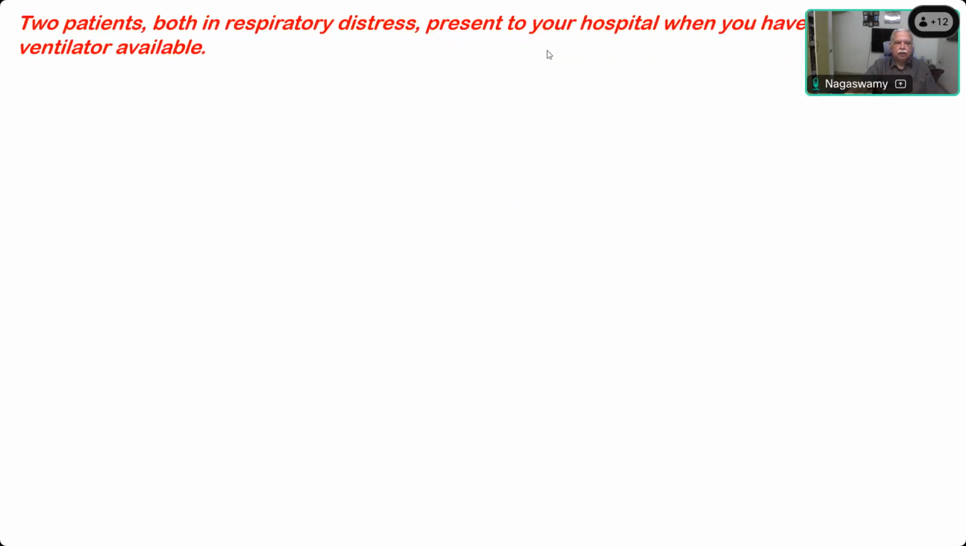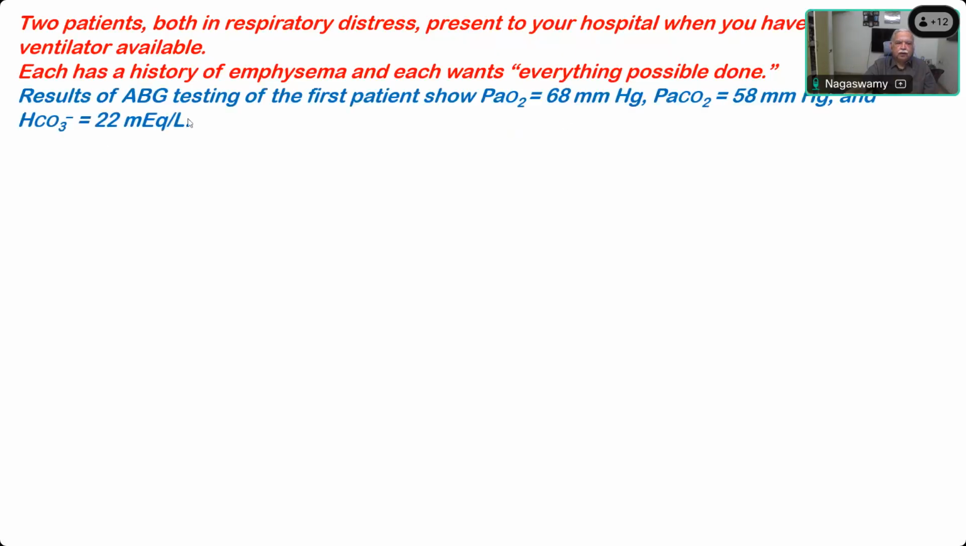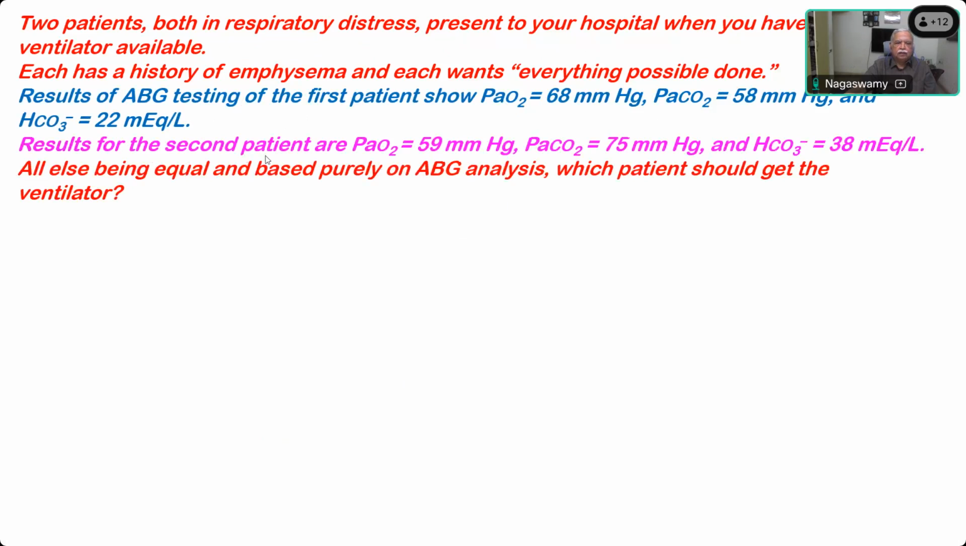So 2 patients, both in respiratory distress, present to your hospital. We have only a single ventilator available. Each has a history of emphysema, and each wants everything possible done to them. The ABG of the first patient shows PaO2 68, PaCO2 58, bicarb 22. The second patient has PaO2 59, comparatively lower than the first one, PaCO2 more than the first patient, bicarb 38, that is more than the first patient. All else being equal and based purely on ABG analysis, which patient should get the ventilator?